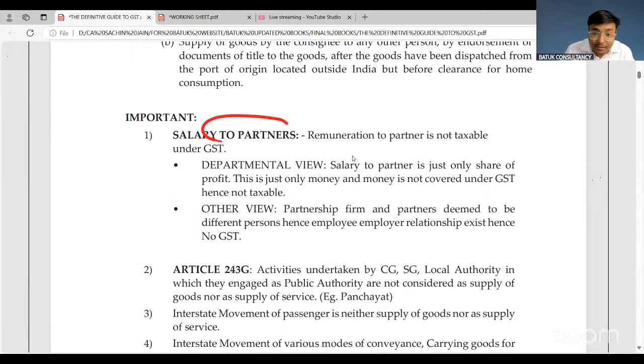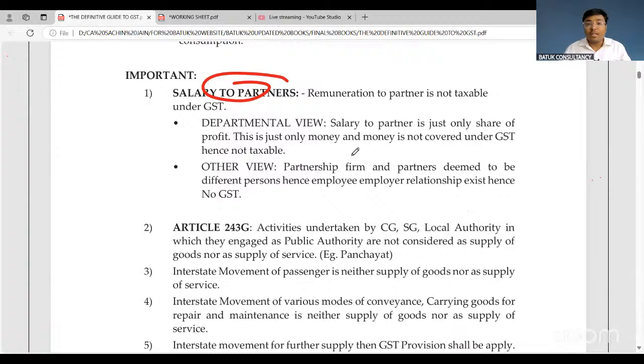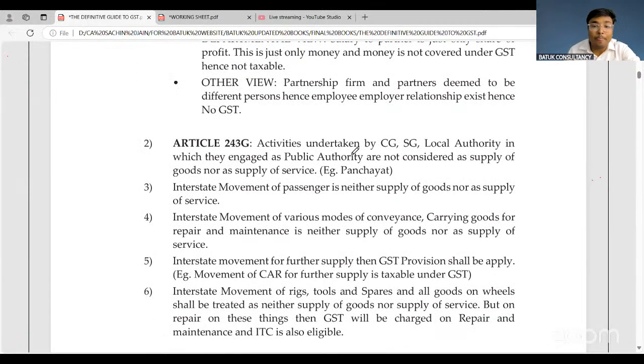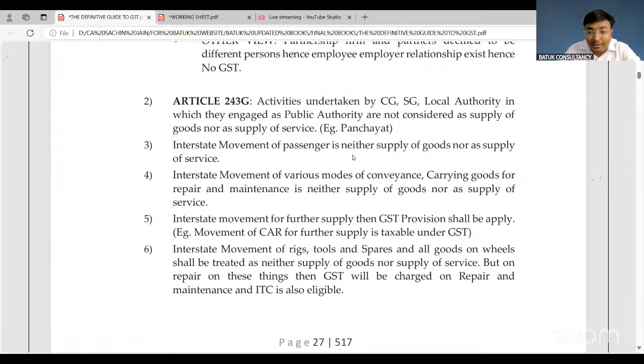Salary to partner, remuneration to partner is not at all taxable. Now, there are certain examples. There are certain examples.